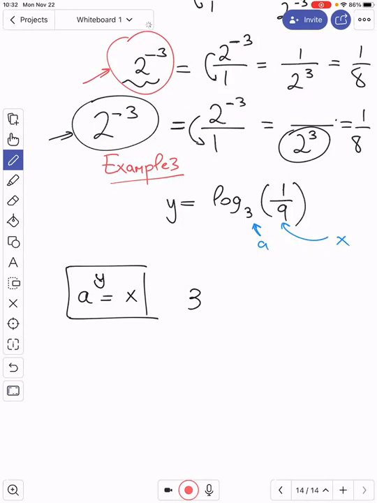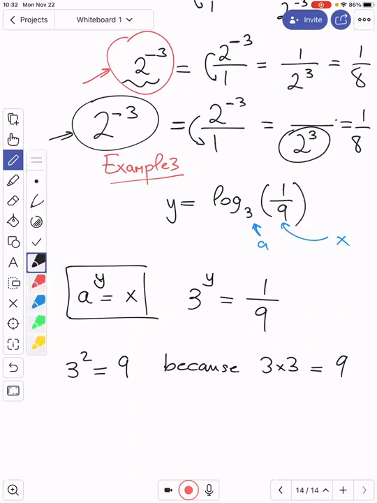And so the question is, for which power of 3 do you get 3 to the y equal to x, where x is 1/9? I know 3 squared would be 9, because 3 times 3 is 9, right? But here it's not 9, it's 1/9.